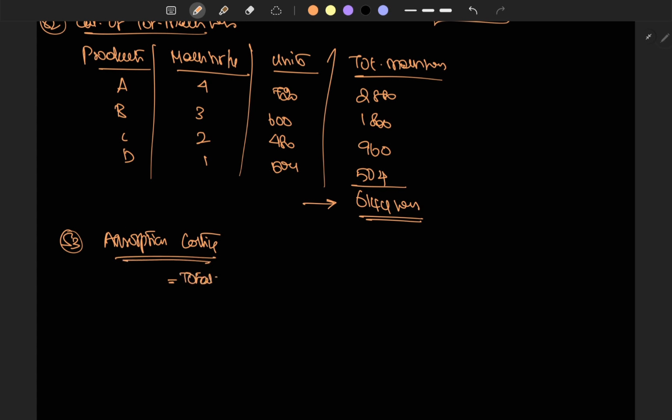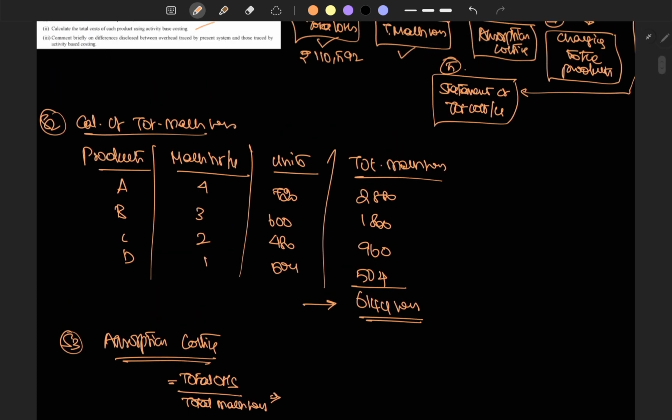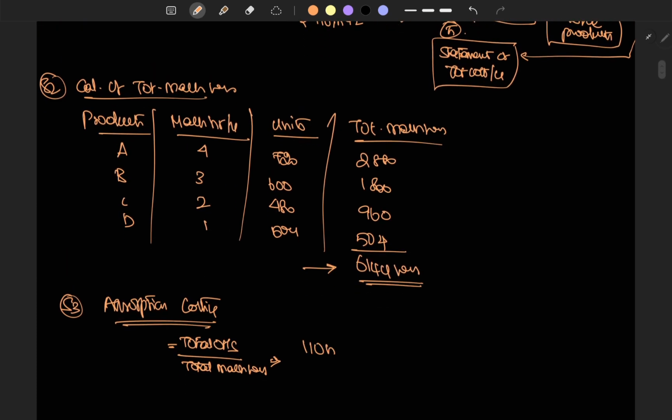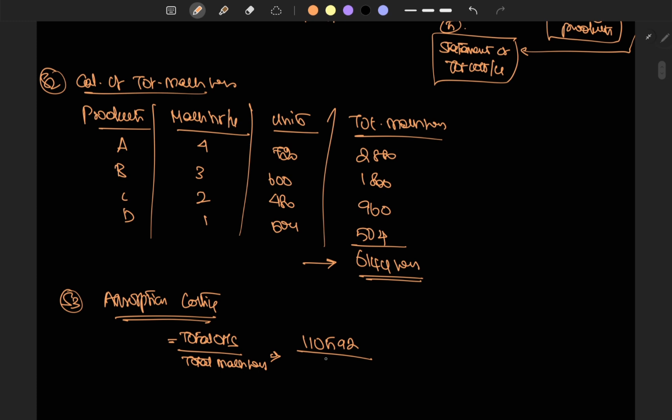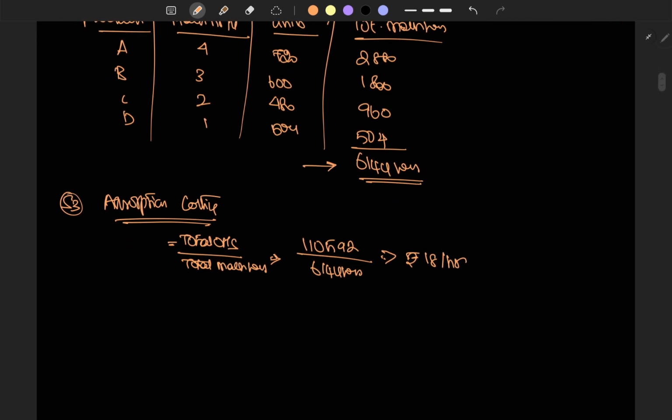Total overheads divisible by total machine hours. Total overheads is how much? 1,10,592, divisible by 6144 hours, which is actually rupees 18 per hour as the absorption rate. So step 4: how can we charge it to the products?